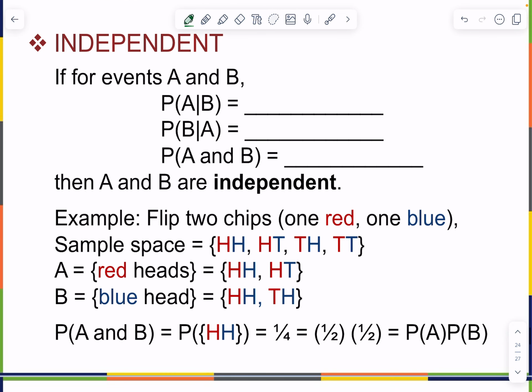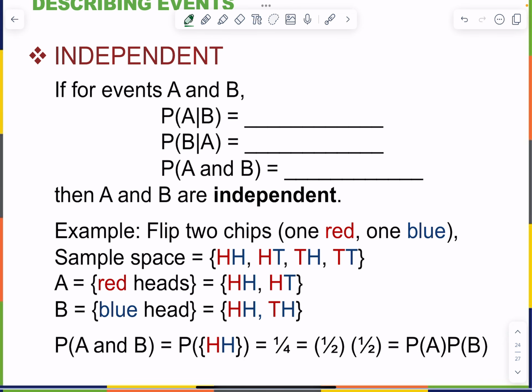Independence. So, for events A and B, if the probability of A given B is exactly the same as the probability of A, the fact that B happened did not change the likelihood of A occurring. It did not change it at all. That's independence. It also manifests itself here like this.